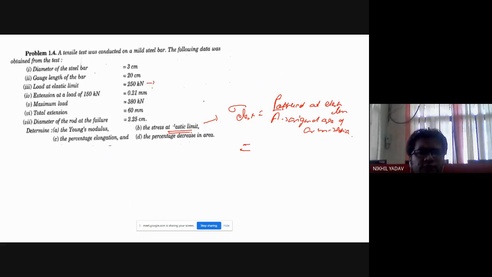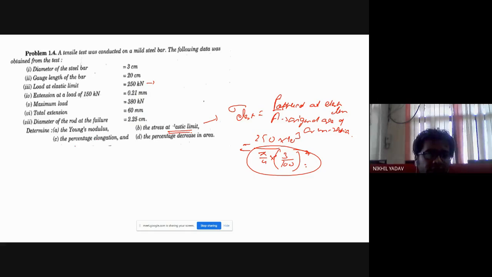It is your 250. So it will become 250 into 10 to the power 3 upon the original area of cross section, that is pi by 4 into d square. So 3 square, where 3 you can change into meter, right? So it can become 3 upon 100, squared. Done? Okay, fine. Now we find out the percentage elongation.